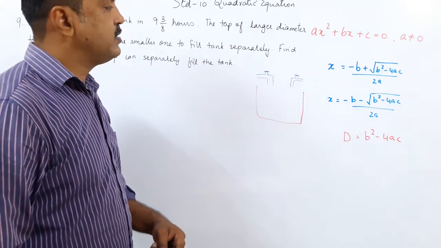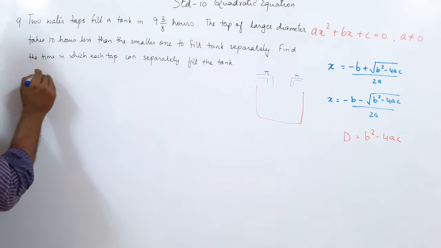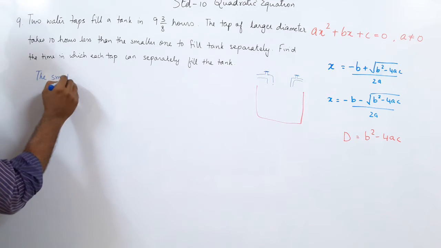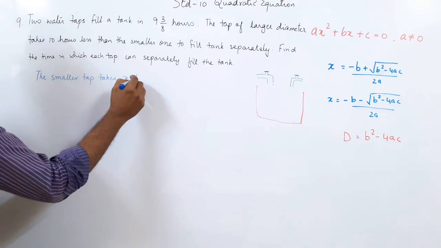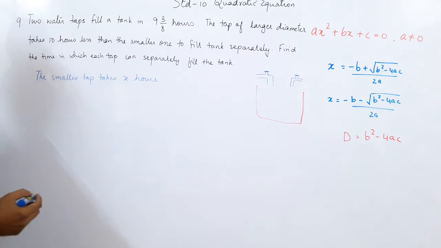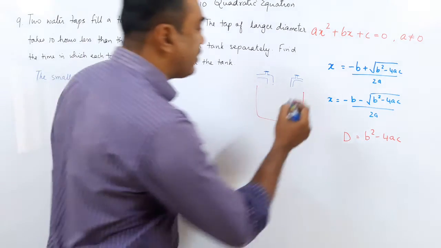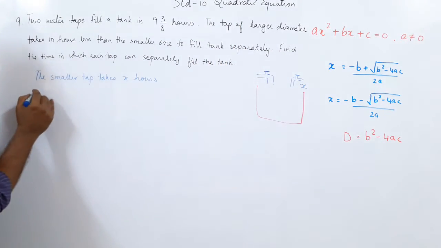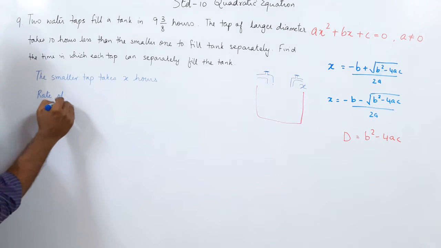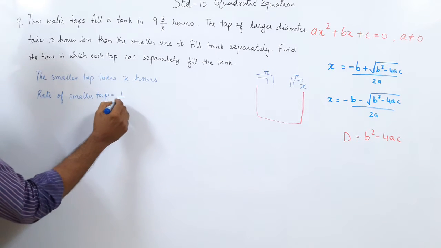Rate of work means, suppose the smaller tap takes x hours. The smaller tap takes x hours to fill this tank. So what is the rate of doing work? The rate of the smaller tap is equal to 1 by x.